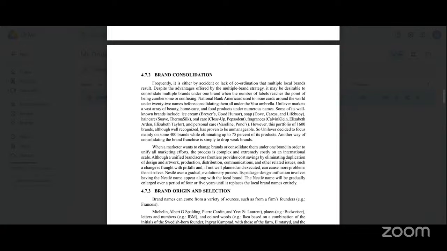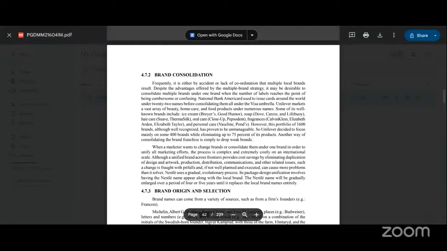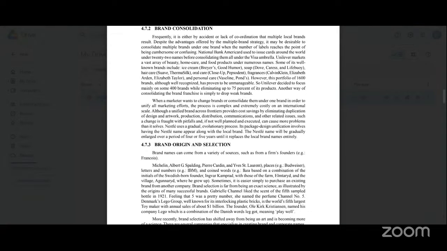So what did Unilever do? They decided to focus mainly on some 400 brands. So that means that they have effectively eliminated or neglected 75% of their products. So another way of consolidation of brands is by dropping the weaker brands because they are not going to be successful in a foreign market anyway.